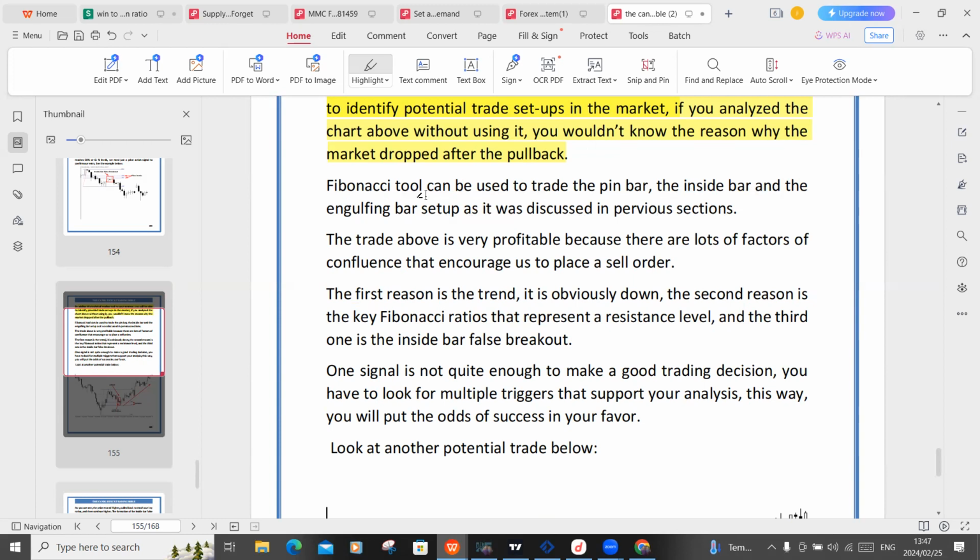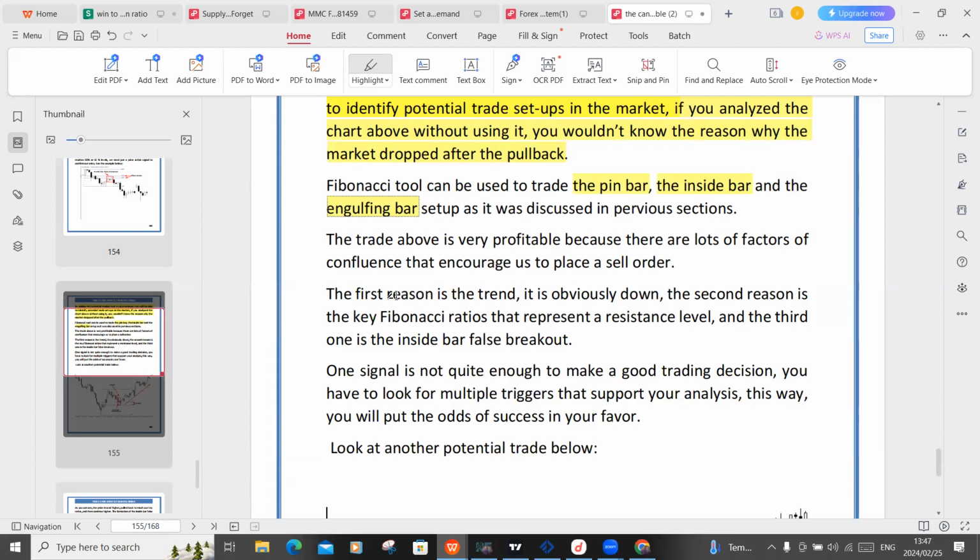This is what I just explained. The Fibonacci 2 can be used to trade the pin bar, the inside bar, and the engulfing bar setup as it was discussed in previous sections. The trade above is very profitable because there are lots of factors of confluence that encourage us to place a sell order. The first reason is the trend, right?